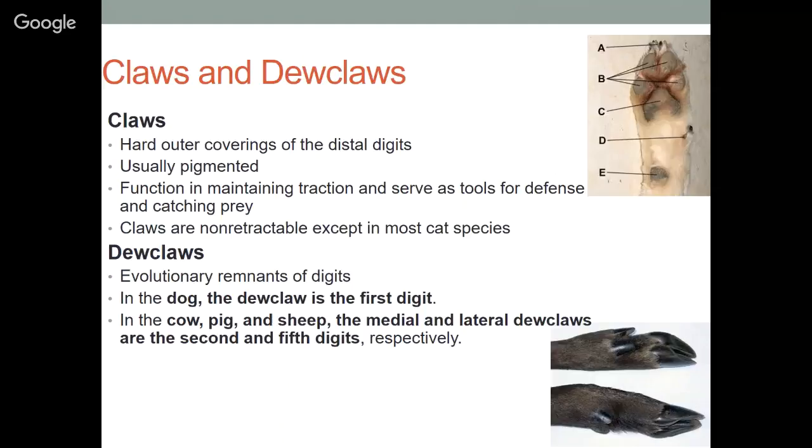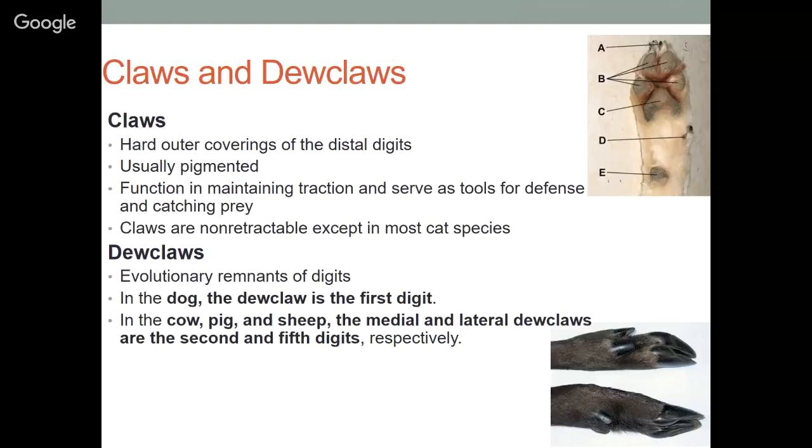Claws and dew claws. Claws are the outer coverings of the distal digits, and they're usually pigmented. They function in maintaining traction and serve as tools for defense and catching prey. Claws are non-retractable, except in most cat species. Dew claws are the evolutionary remnants of digits. In dogs, the dew claw is the first digit, or the thumb. If you look at your hand and you look at your thumb, and you look at your dog or your cat's front paws usually, they will have a dew claw just a little bit higher up than the rest of their paw pad.